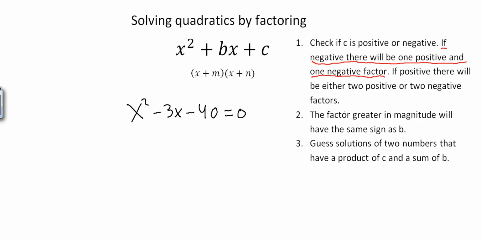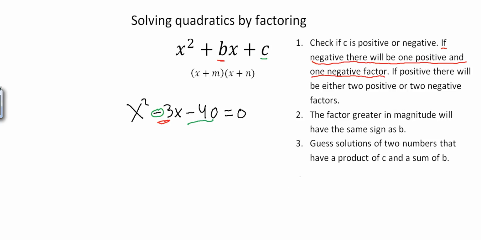Now let's move on to step 2. The factor greater in magnitude, that means the factor that's the higher number, will have the same sign as b. Negative 3 is our b, and c is negative 40. So the factor greater in magnitude will have the same sign as b. This negative is the sign. So the factor greater in magnitude is going to be negative.